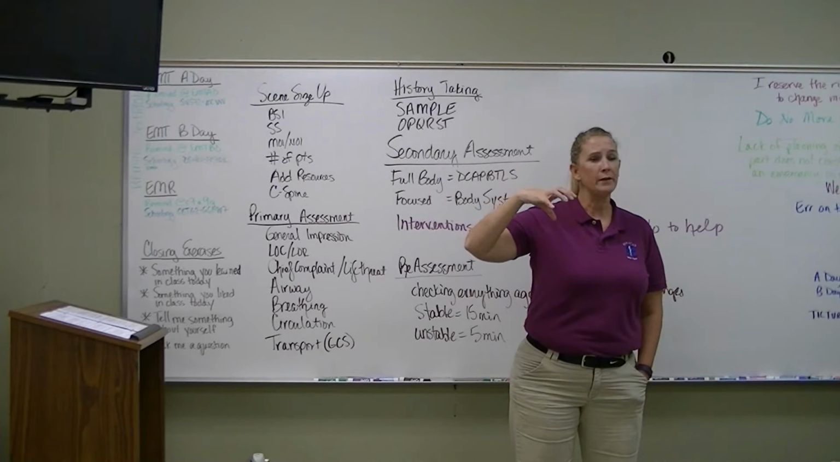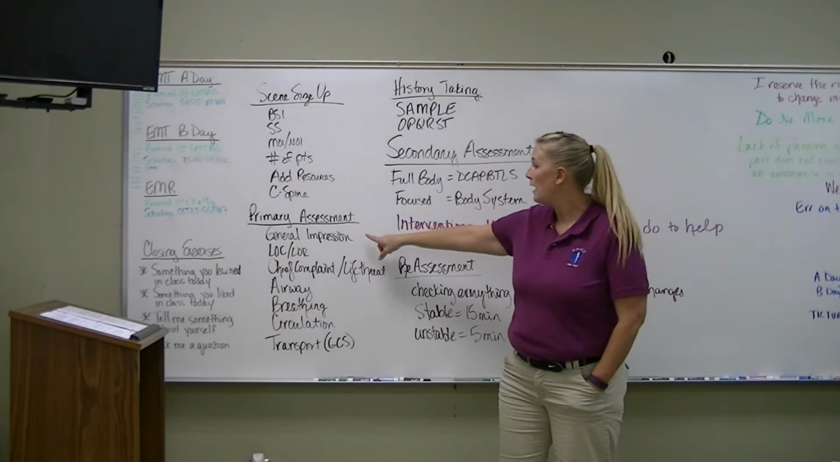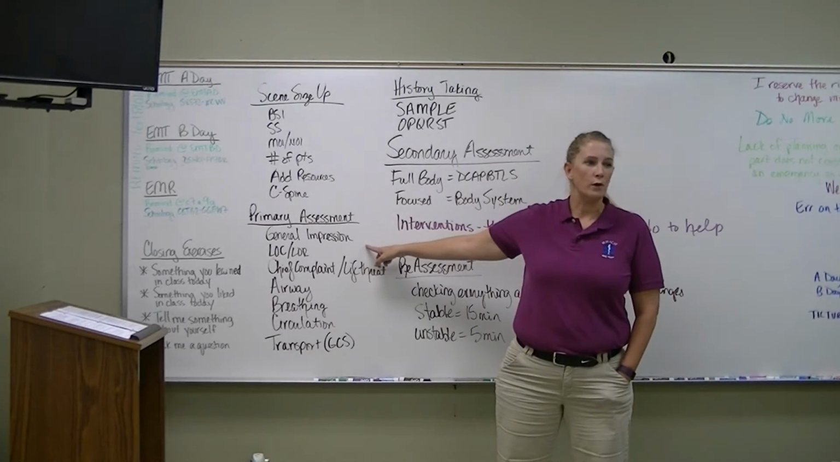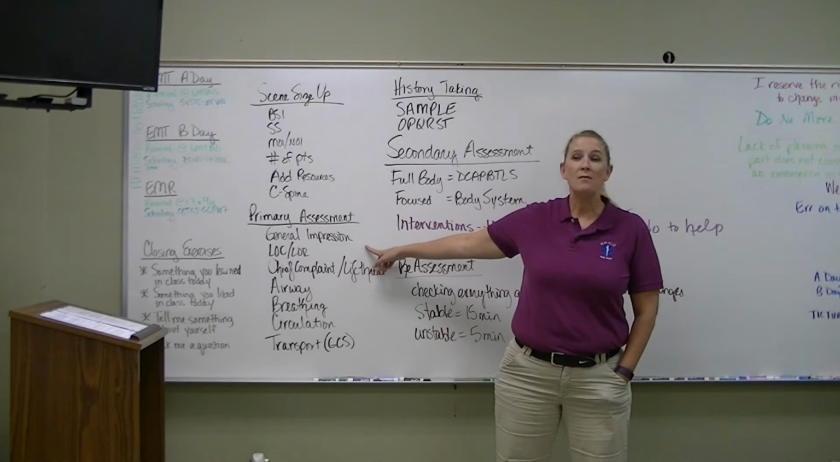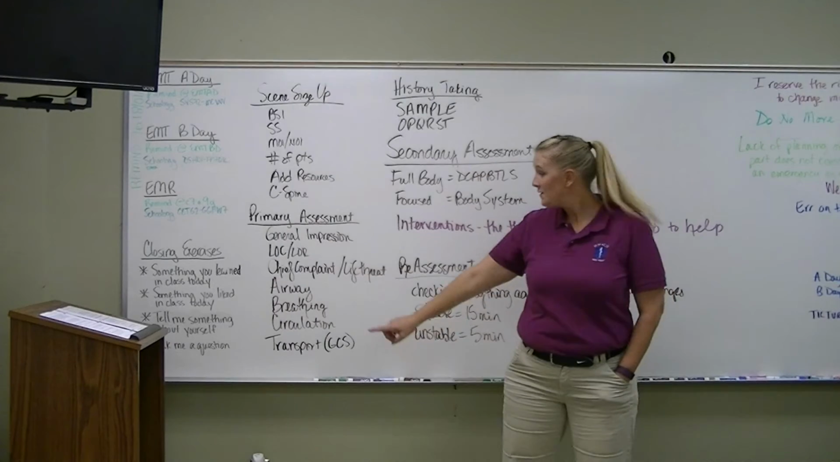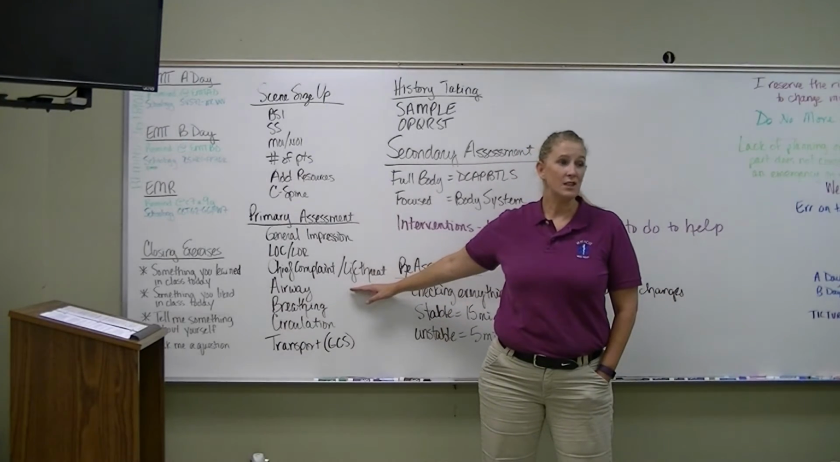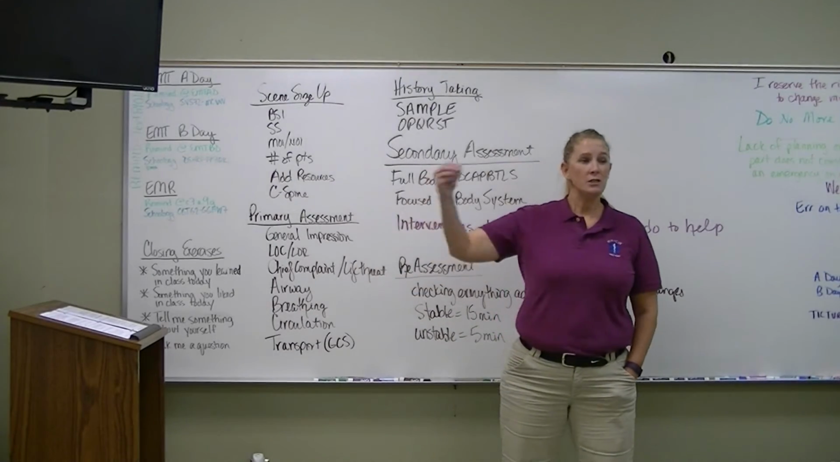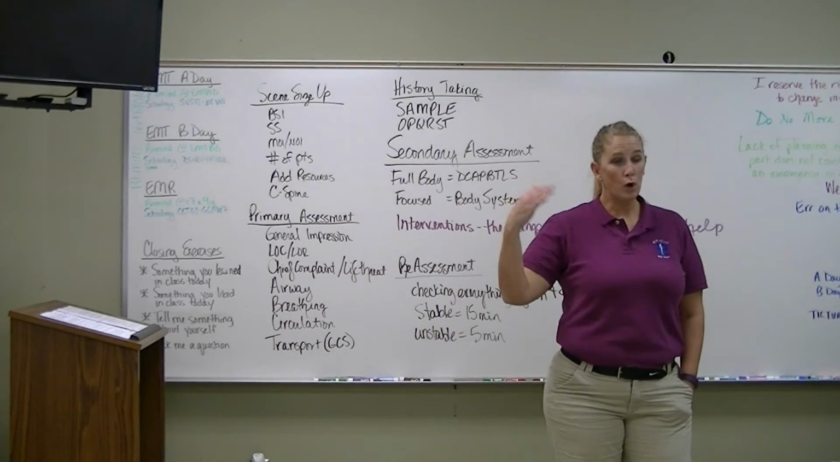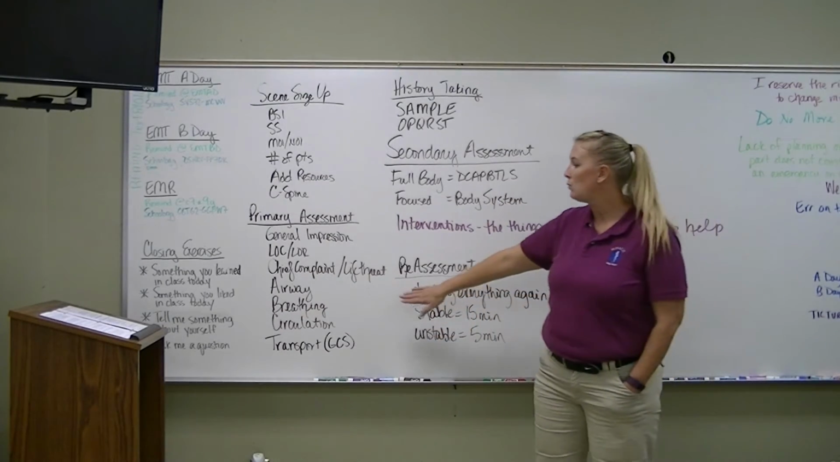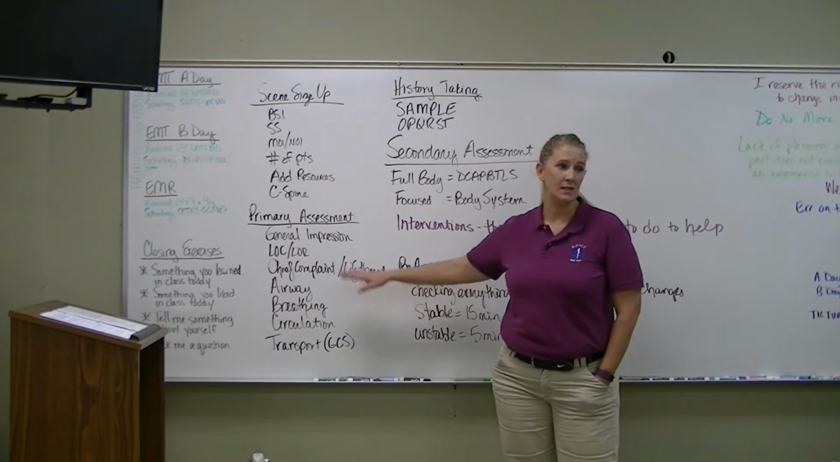If they deteriorate, you have to go back to your primary assessment and start over. Why do we start over? You might have missed something. You might have missed something, and we have to deal with their life threats first. Okay, that's our job, to deal with their life threats first. So if our patient deteriorates, they get worse, we have to go back and see what we missed, and this is where that process starts.